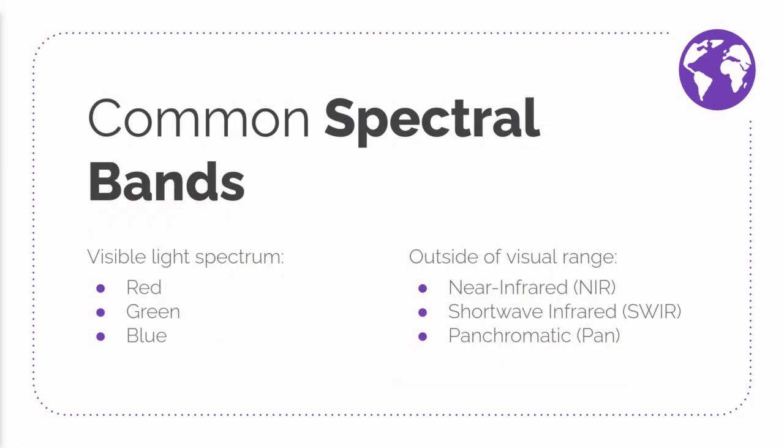But there's more than just red, green, and blue light in the electromagnetic spectrum, and there's more than just red, green, and blue spectral bands captured by imagery sensors. Sensors that capture visible light can produce red, green, and blue bands, but outside of the visual range, we can also make spectral bands of near-infrared, shortwave infrared, panchromatic, and other data. All of these spectral bands, and a lot more, are commonly found in Earth observation data like satellite data.